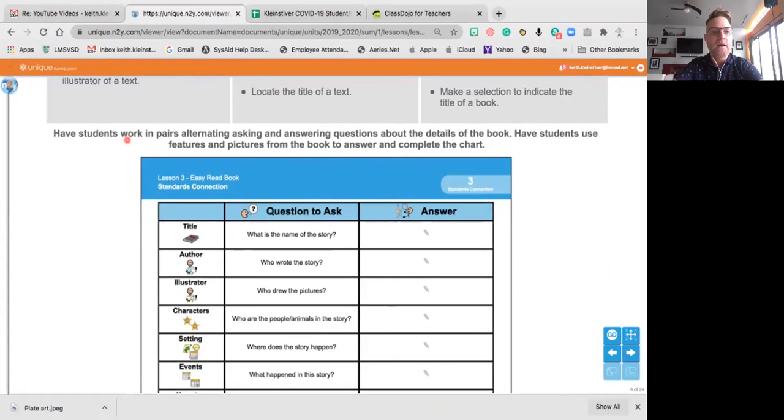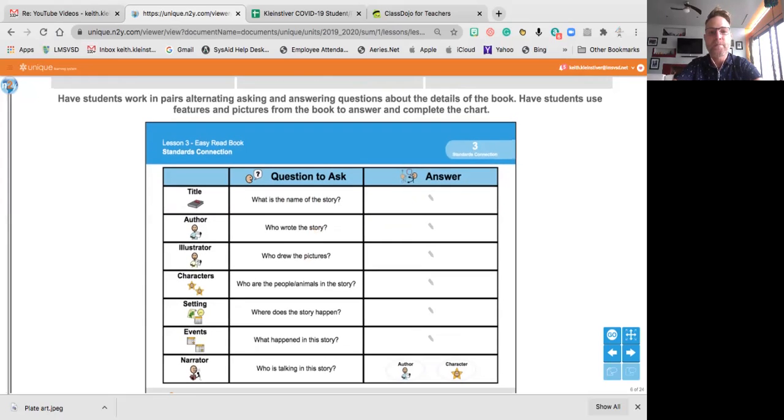So have students work, we're not going to be in pairs because, unless you've got a buddy at home, alternating asking and answering questions about details in the book. Have students use featured pictures from the book to answer and complete the chart. So this is our chart. These are some of the questions that we are going to answer when we read.